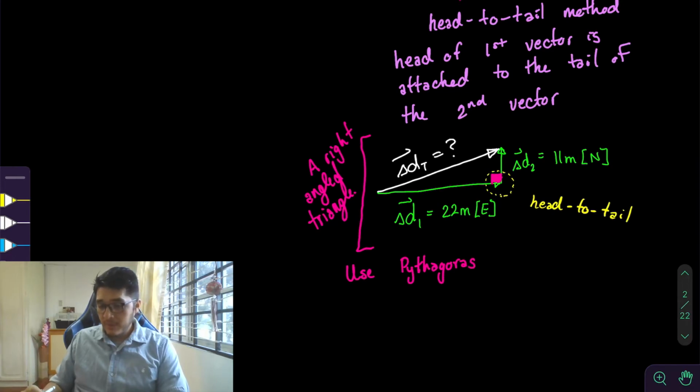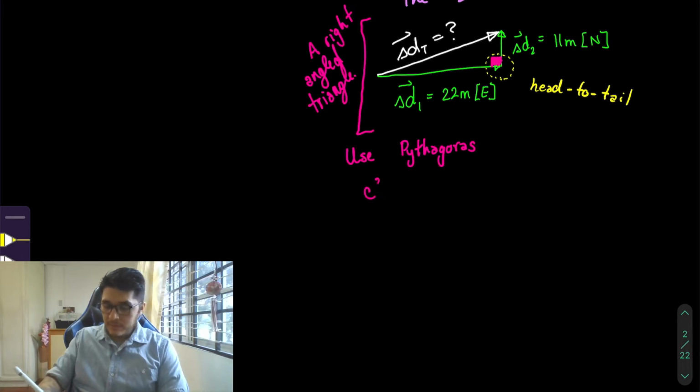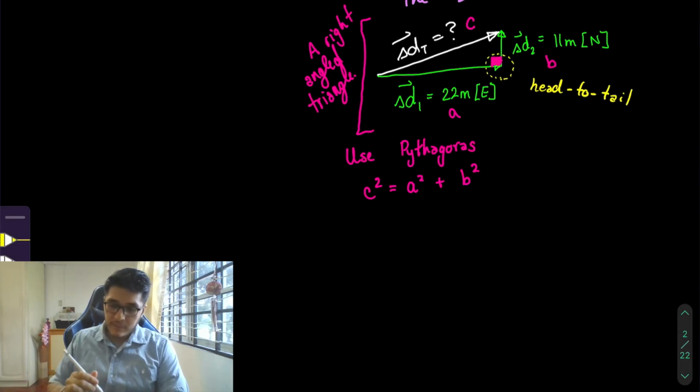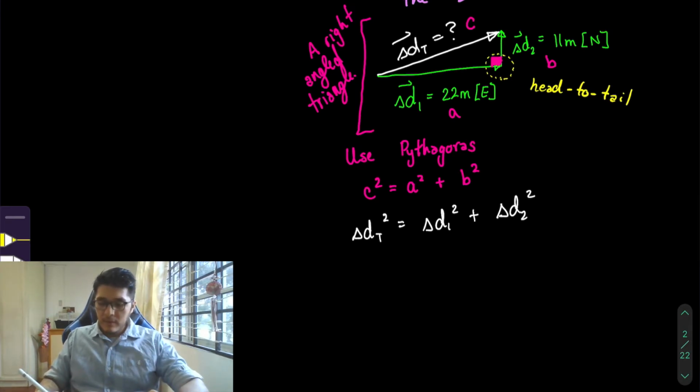So recall, what is the Pythagoras theorem? We have c squared equals a squared plus b squared, where c is the longest side of the triangle, the hypotenuse, and a and b are the other two sides. So if we use our notation from the diagram, we have delta dt squared equals delta d1 squared plus delta d2 squared. And to isolate for the total displacement, we take the square root on both sides.